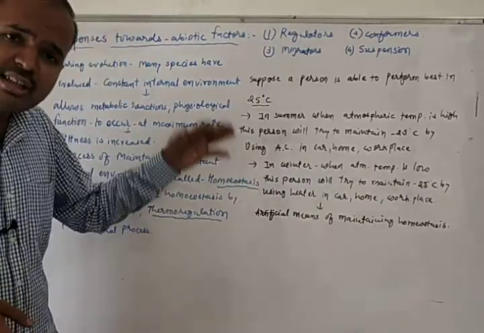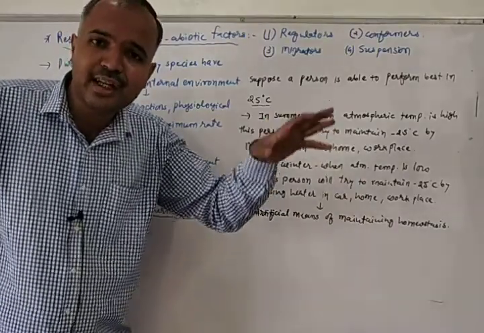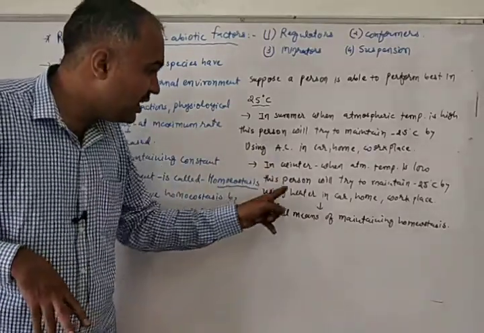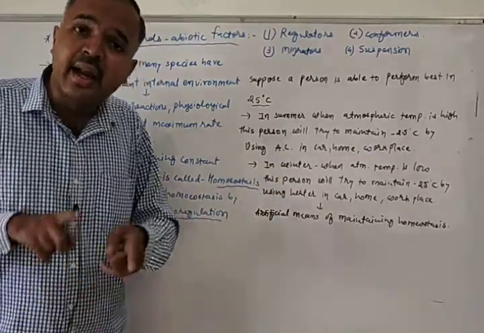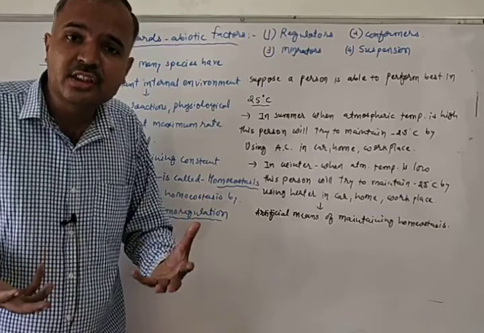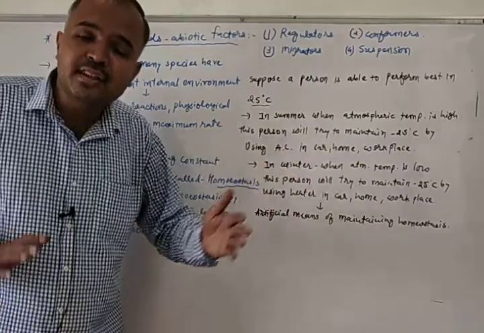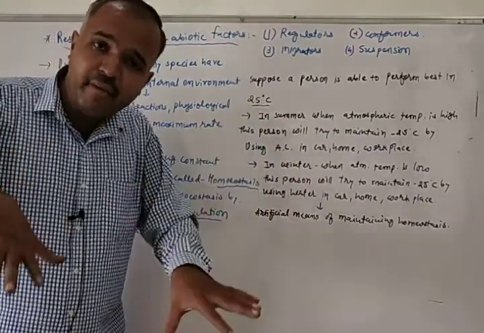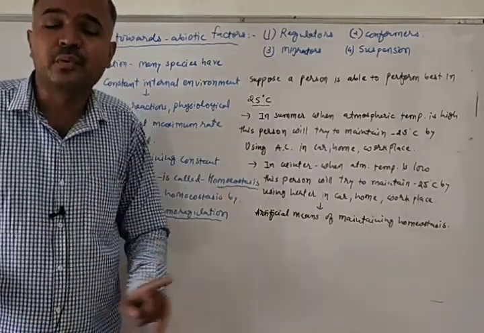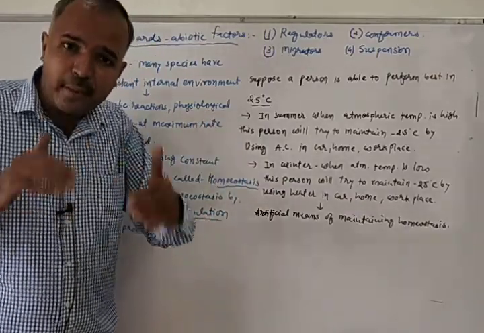In the same manner, during winter season, when atmospheric temperature is low, he will try to increase the temperature up to 25 degrees Celsius by using a heater, at home, at the workplace or in the car. So he will try to maintain 25 degrees Celsius in summer as well as in winter, because at 25 degrees Celsius only he is able to perform his best. Otherwise he cannot perform his work in a better way.